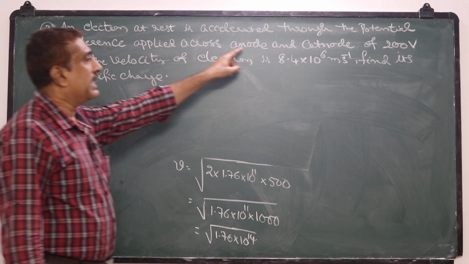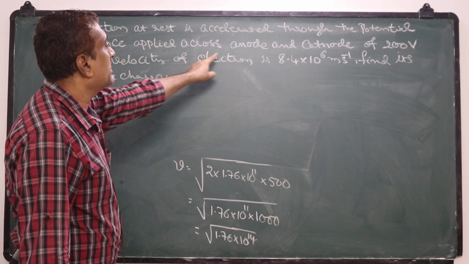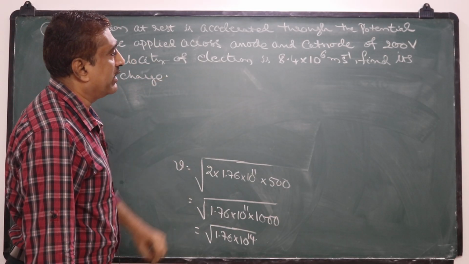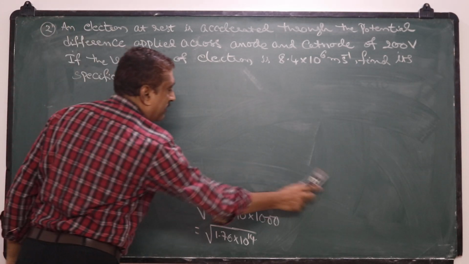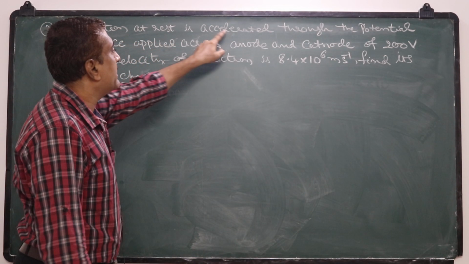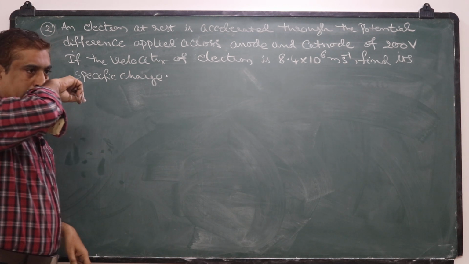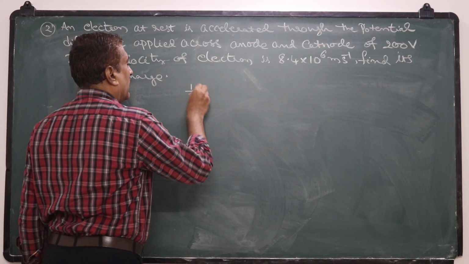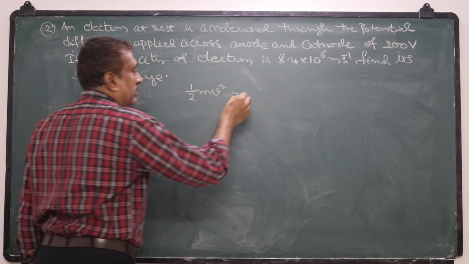An electron at rest is accelerated through a potential difference applied across anode and cathode of 200 volt. The velocity of electron is 8.4 into 10 power 6 meter per second. Find its specific charge. So same principle: initially the electron is at rest and it is accelerated by a potential difference of 200 volt. That means change in kinetic energy is equal to work done. That is the same form, half mv square. Initial kinetic energy is 0, so directly we can write half mv square is equal to eV.